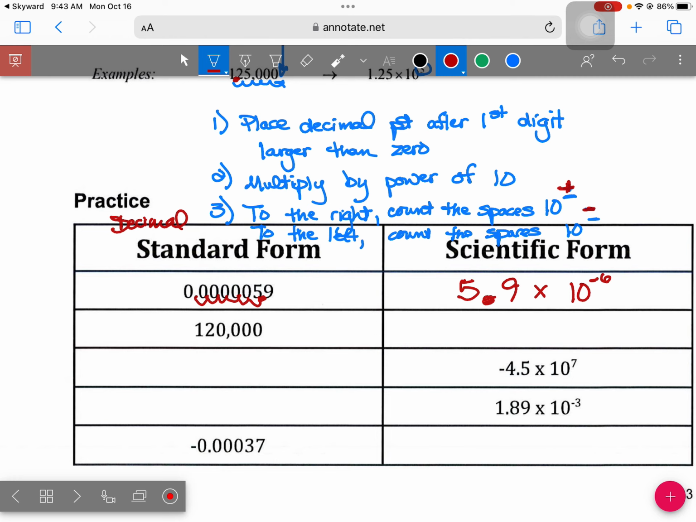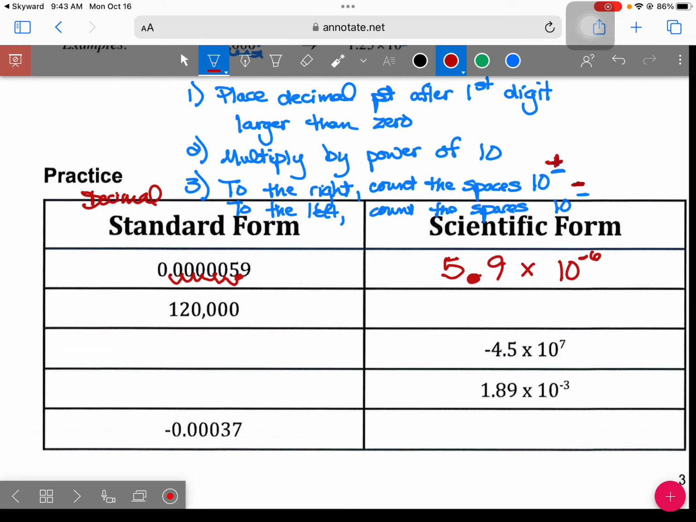So wherever you put your decimal point, count: are you going to the left? That's going to be negative. Or are you going to the right? And that's going to be positive.